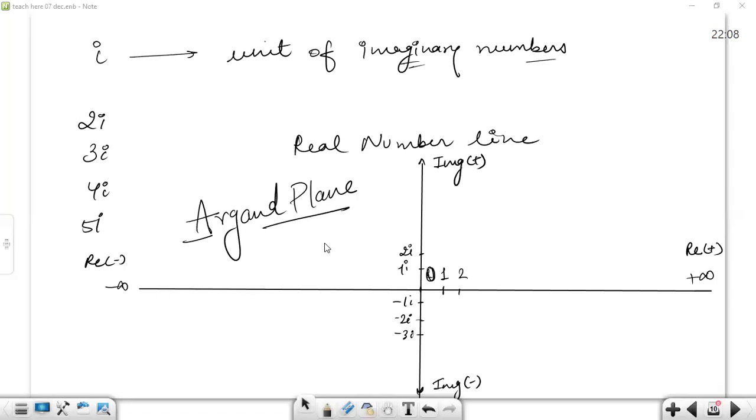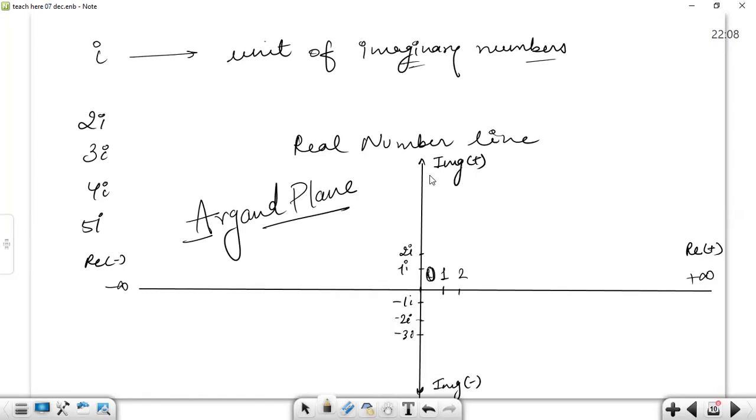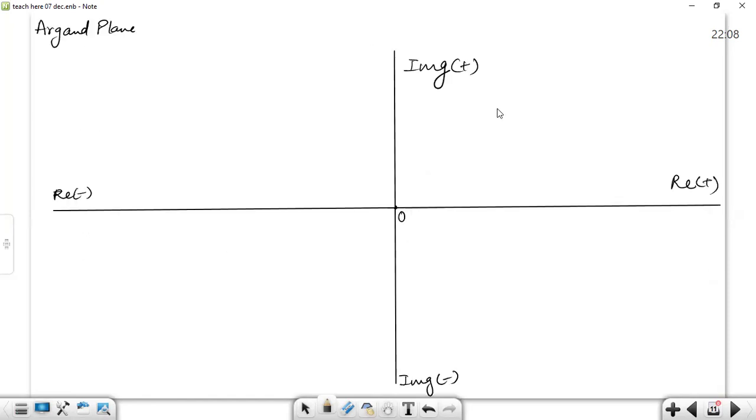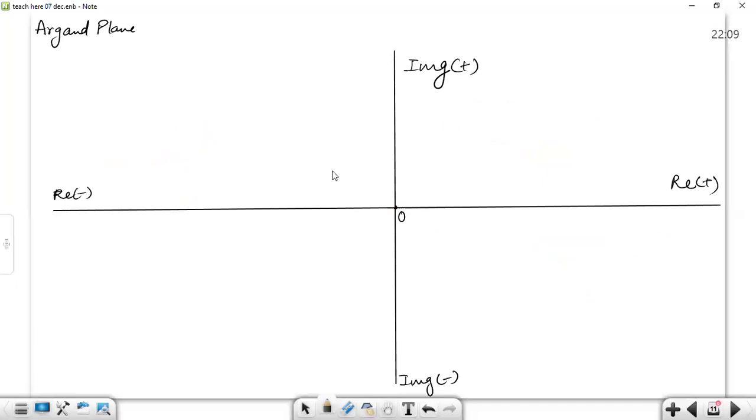The Argand plane. As we discussed, there are two axes: the real number line and the imaginary number line. Imaginary numbers are multiples of real numbers and iota. Iota is the unit of imaginary numbers. So this is the Argand plane, and any point on this Argand plane is a complex number.